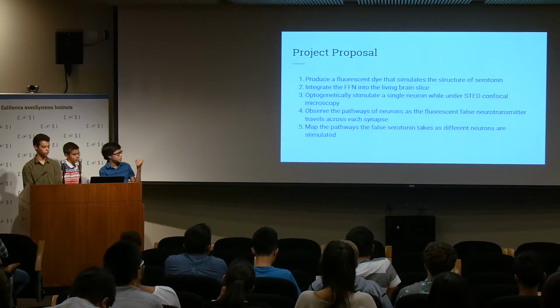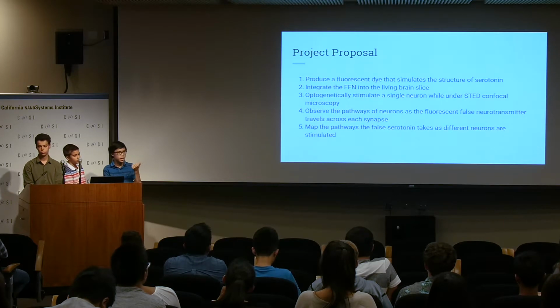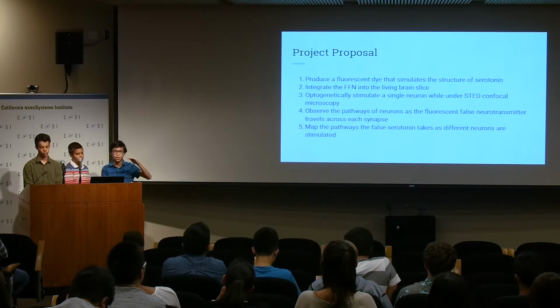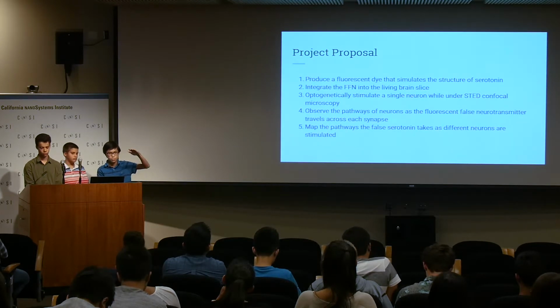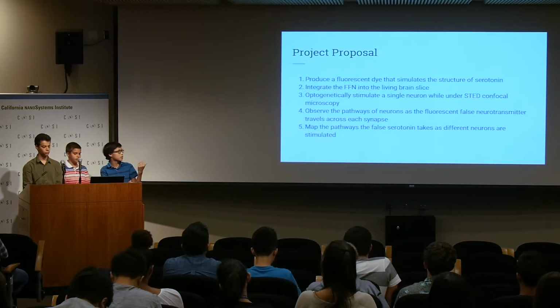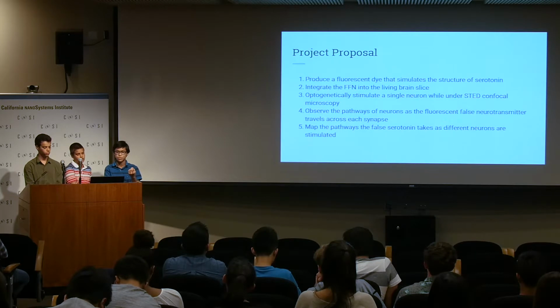The advantage of using STED microscopy for this is that, combined with double lasers plus a pinhole to block out excess light, we'd be able to get very specific, high-resolution 2D cross-sections of the brain sample all the way through, so we'd have a better map to analyze in the end. And in the end, we'd be able to map the pathways the false serotonin takes as different neurons are stimulated.